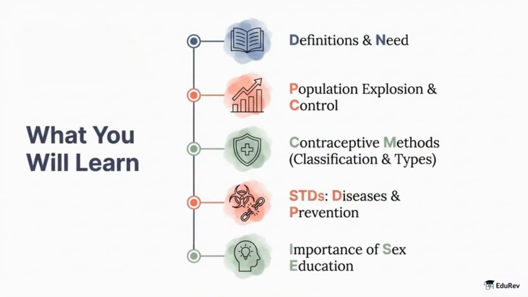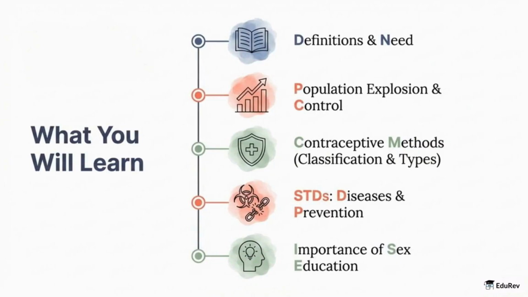In this lesson, we'll cover the essentials: what reproductive health means and why it matters, how population explosion happens and how it can be controlled, the main types of contraceptives and how they work, common sexually transmitted diseases and how to prevent them, and finally, why good sex education is important.